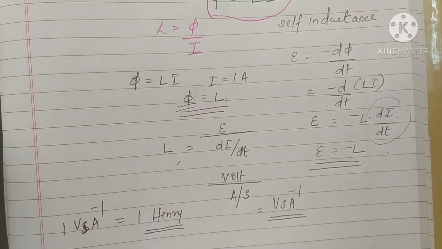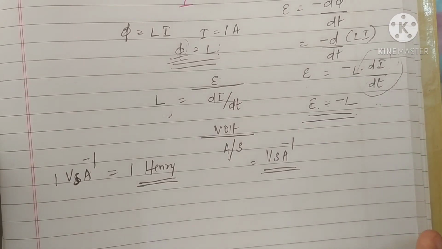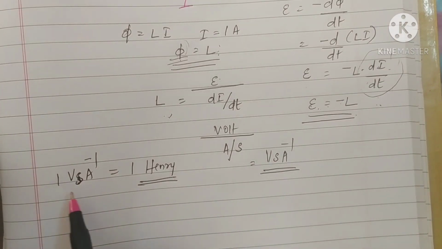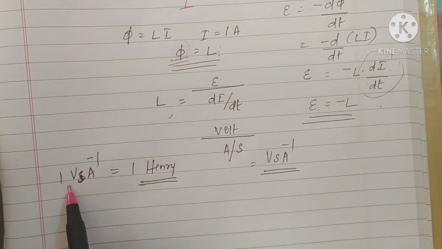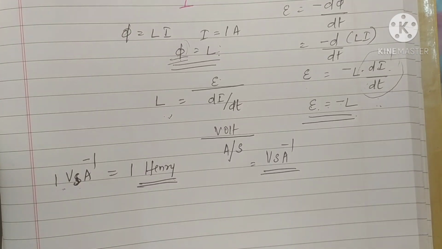Clear? So the unit of self-inductance is Henry. The SI unit of self-inductance is Henry. So the self-inductance of a coil is said to be 1 Henry when 1 volt of induced EMF is set up in the coil when the current in it changes at the rate of 1 ampere per second.